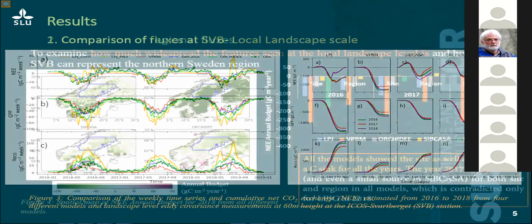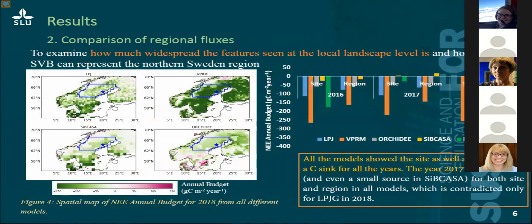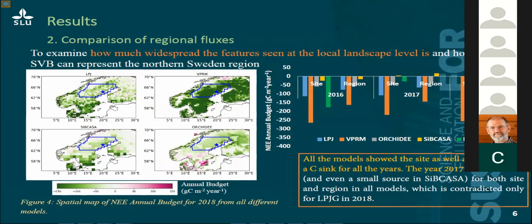Now we are trying to compare the regional fluxes. What we have seen is the comparison of fluxes at the site scale, and now we are going to see how widespread the features seen at the site scale are and how well the site can represent the northern Sweden region. Here I am showing the spatial map of the NEE annual budget.